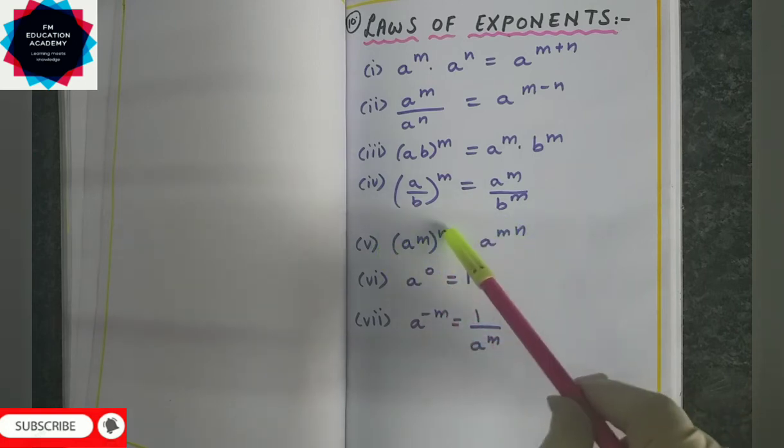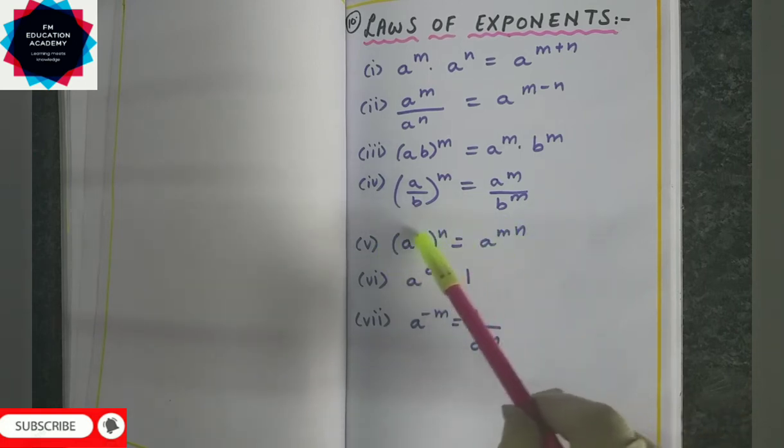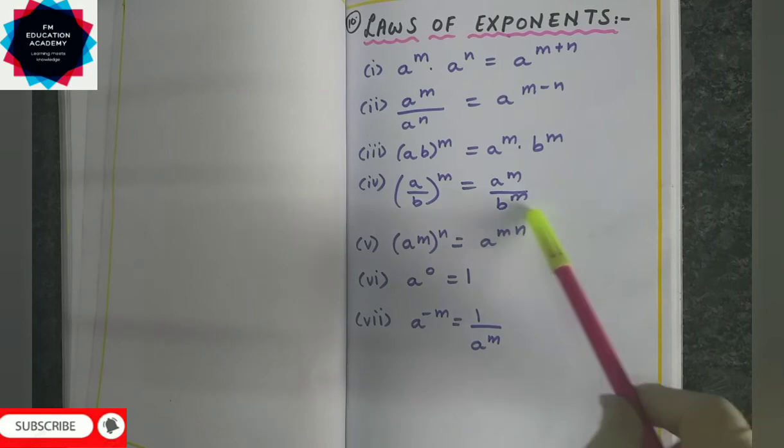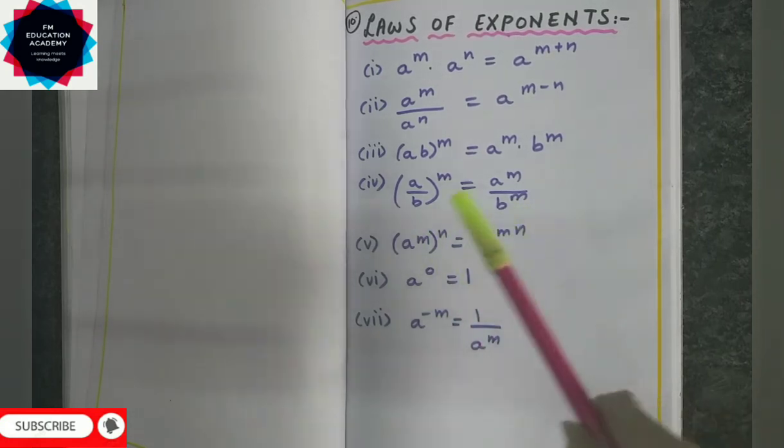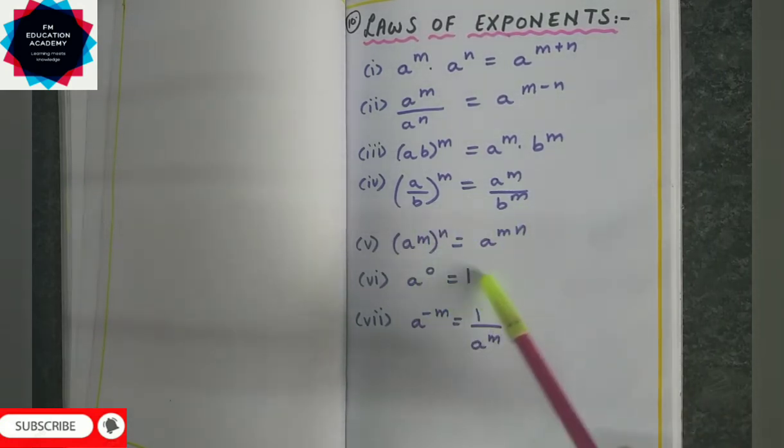That is, if n is outside the bracket, then n can be multiplied with the power that is inside the bracket. See, m and n are getting multiplied here. Then the value of a power 0 is always 1.